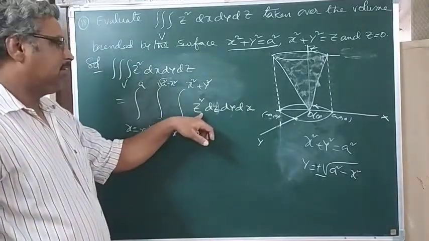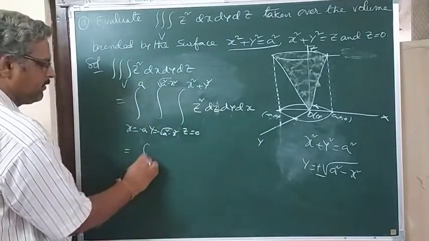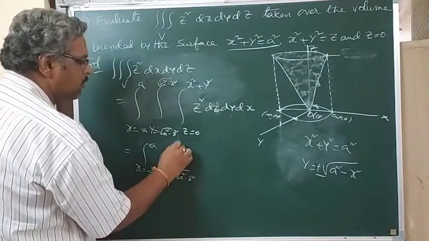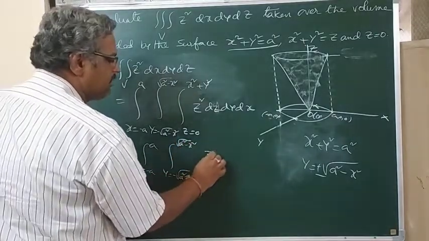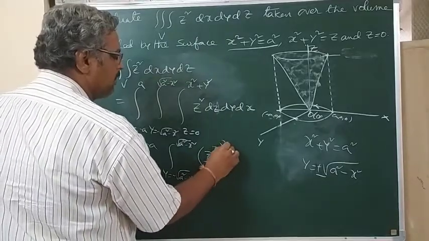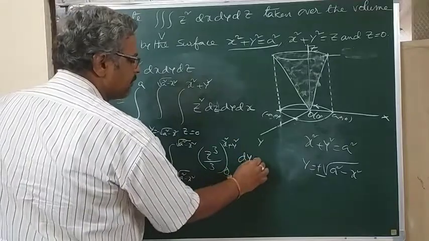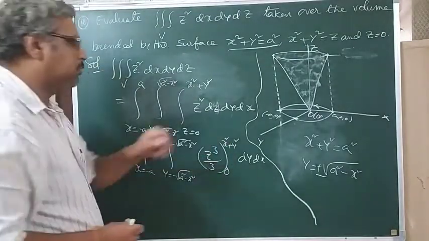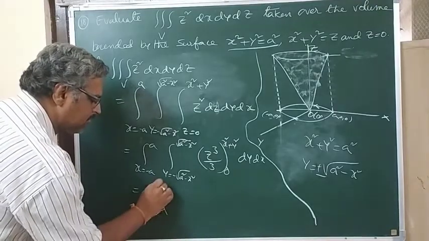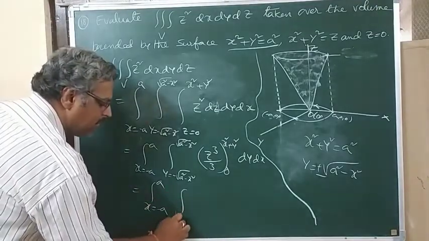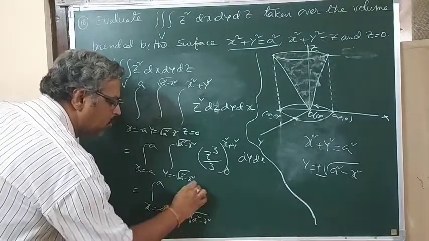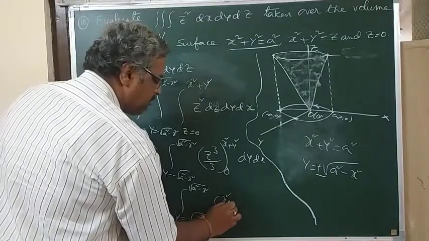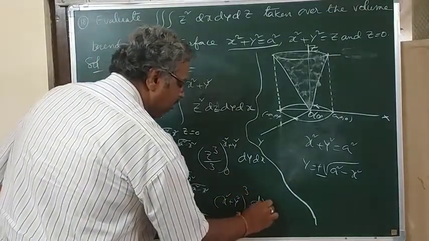Very simple. Now integrating with respect to z, the integral of z square equals z cubed by 3. X is minus a to a, y is minus root over a square minus x square to root over a square minus x square, z cubed by 3, with limits 0 to x square plus y square, dy dx. So I will separate the terms. Now put z equals x square plus y square: the integral of x from minus a to a, y from minus root over a square minus x square to root over a square minus x square, 1 by 3 times x square plus y square whole cube dy dx.